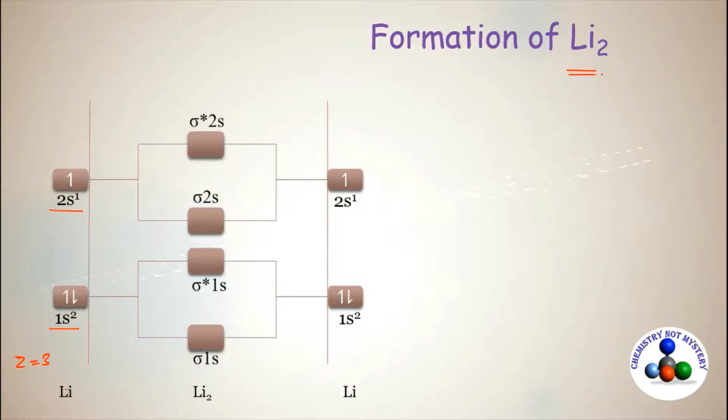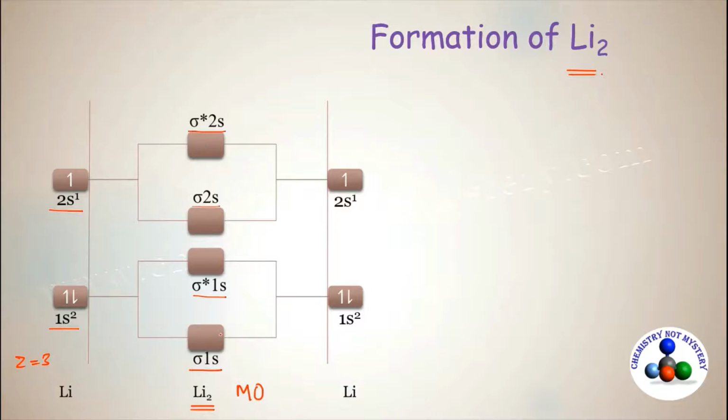On this side, this is the electronic configuration of one lithium atom, and on the other side, this is the electronic configuration of another lithium atom. And at the center, these are the molecular orbitals of the Li2 molecule. When 1s overlaps with 1s, it results in the formation of a sigma bonding molecular orbital and a sigma anti-bonding molecular orbital. Similarly, 2s will overlap with 2s, and it results in the formation of a sigma 2s bonding molecular orbital and a sigma star 2s anti-bonding molecular orbital.